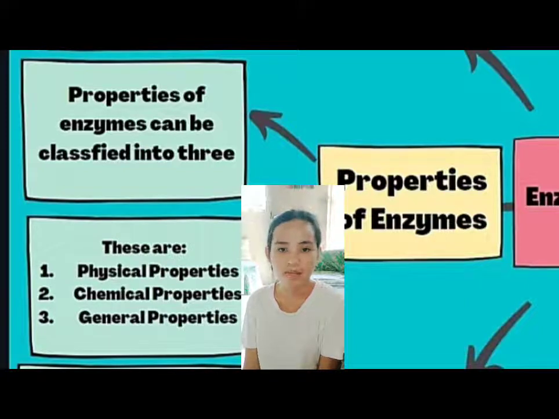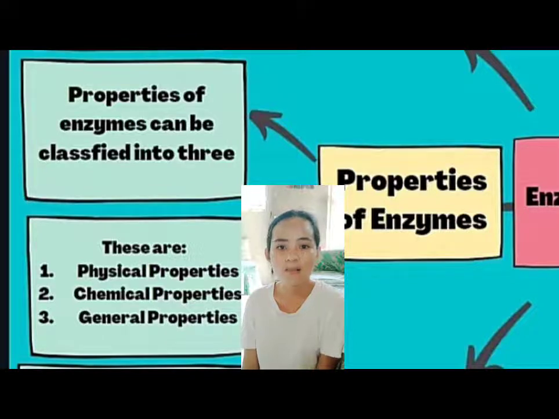Now, let me proceed to the three properties of enzymes, which are the physical properties, the chemical properties, and the general properties. For the physical properties of enzymes, physically enzymes behave as colloids or as substances of high molecular weight. Enzymes are destroyed or inactivated at temperatures below the boiling point of water. At 60 degrees Celsius, most enzymes in liquid medium are inactivated.